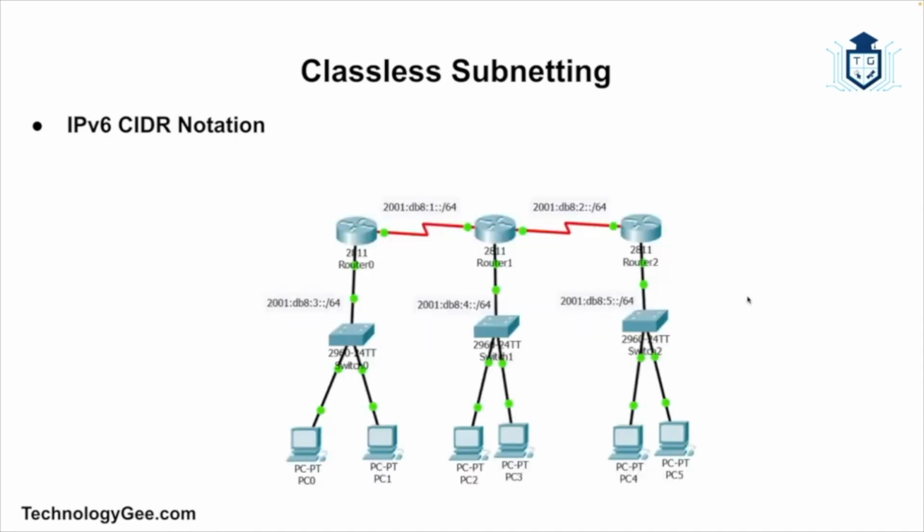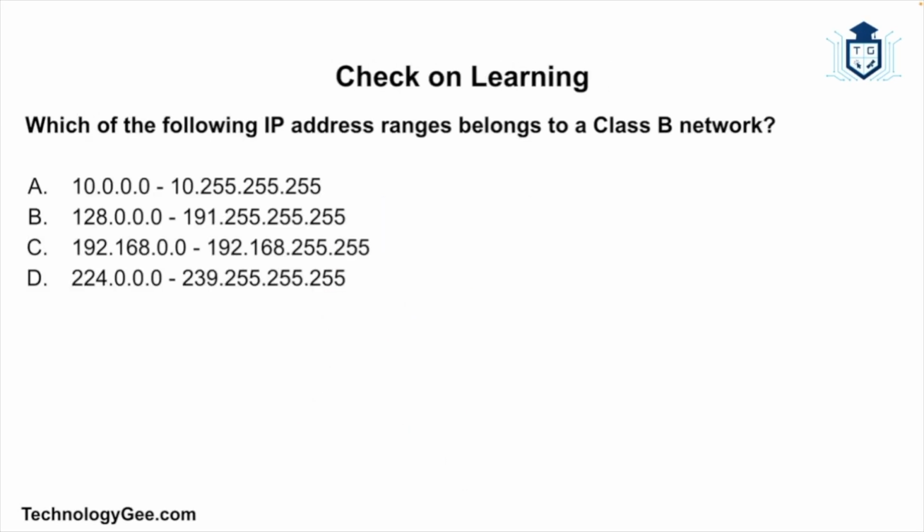And here is a graphical representation where in this picture we have 5 different networks being depicted in here, all expressed by IP version 6, and all of them have the /64 CIDR notation. All right, so that wraps up my lesson. So let's go ahead and get into some of this wonderful check on learning.